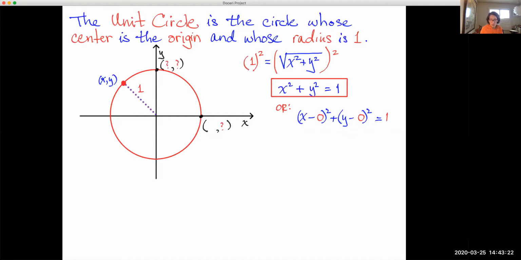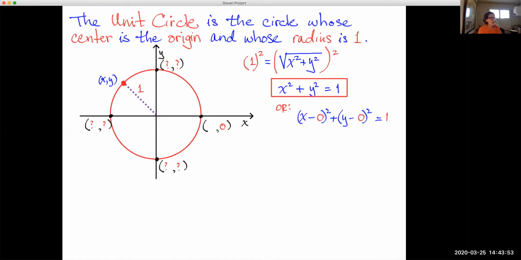So what I'm going to do is talk about a couple of points on that circle. I've labeled a point at the top of the circle. The coordinates are question marks, and then another point on the positive x-axis. What are the coordinates of these points? Well, the radius of the circle is 1. And I'm labeling all 4 of those circles.